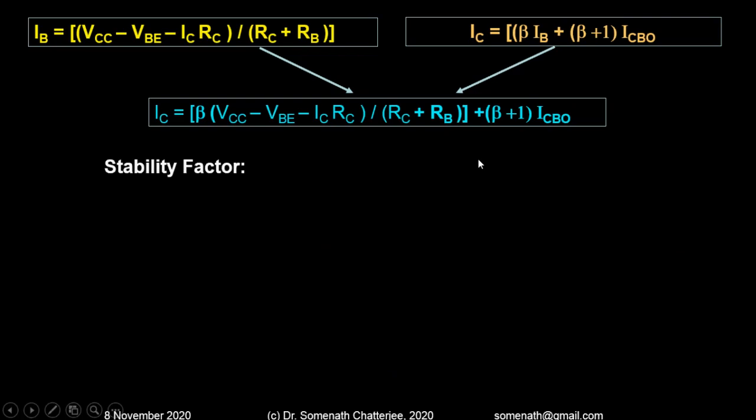Now we have to find out S, the stability factor. S is equal to, as we derived previously, (beta plus 1) divided by 1 plus beta into dIC by dIB. After simplification, using the same equations which we used in the stability factor derivation, you will get the expression, that is (beta plus 1) divided by (1 plus beta RC by (RB plus RC)). So you can get it easily.